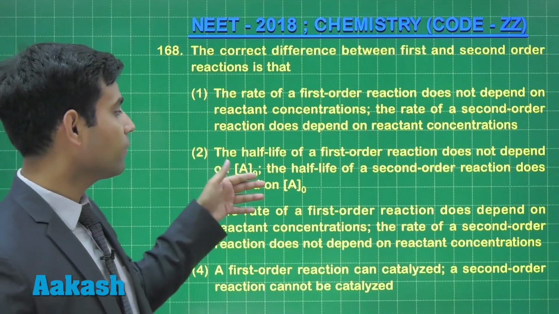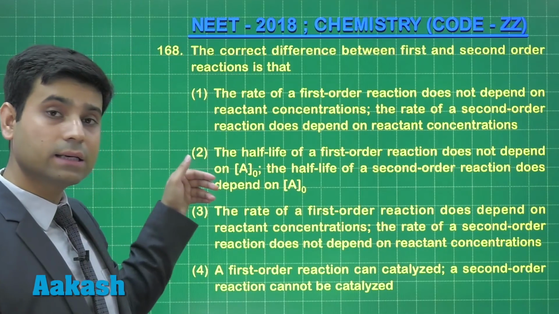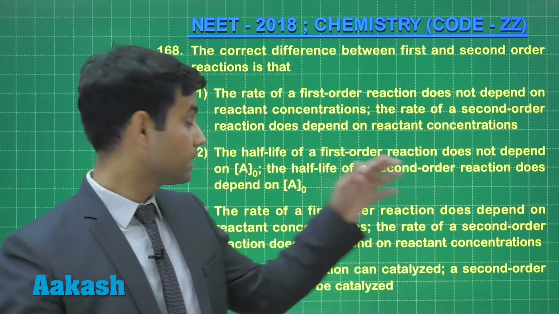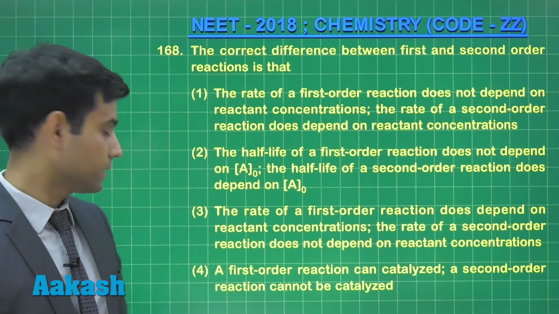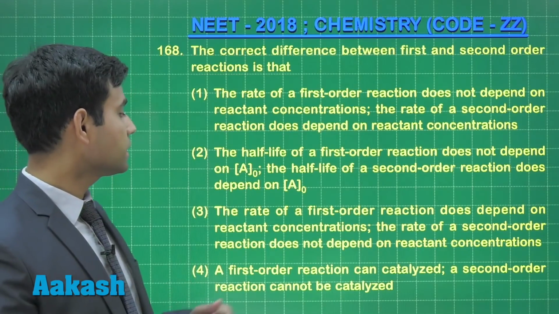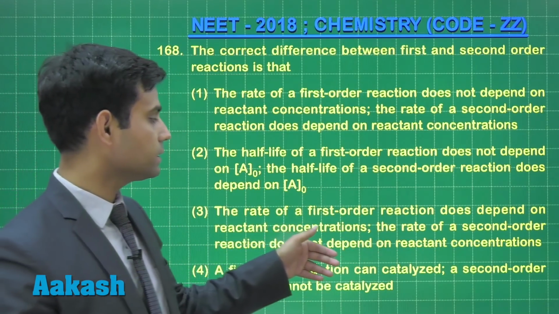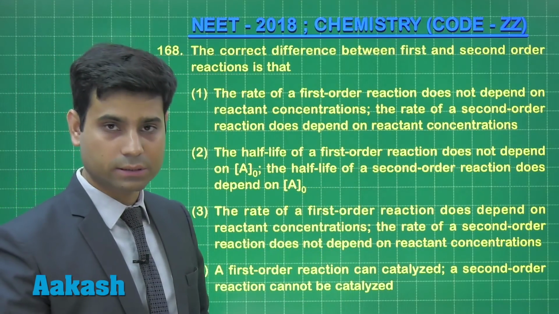Second is the half-life of a first order reaction does not depend on A0, that is the initial concentration of reactant. The half-life of a second order reaction does depend on A0. The third statement is the rate of a first order reaction does depend on reactant concentrations. The rate of a second order reaction does not depend on reactant concentrations.